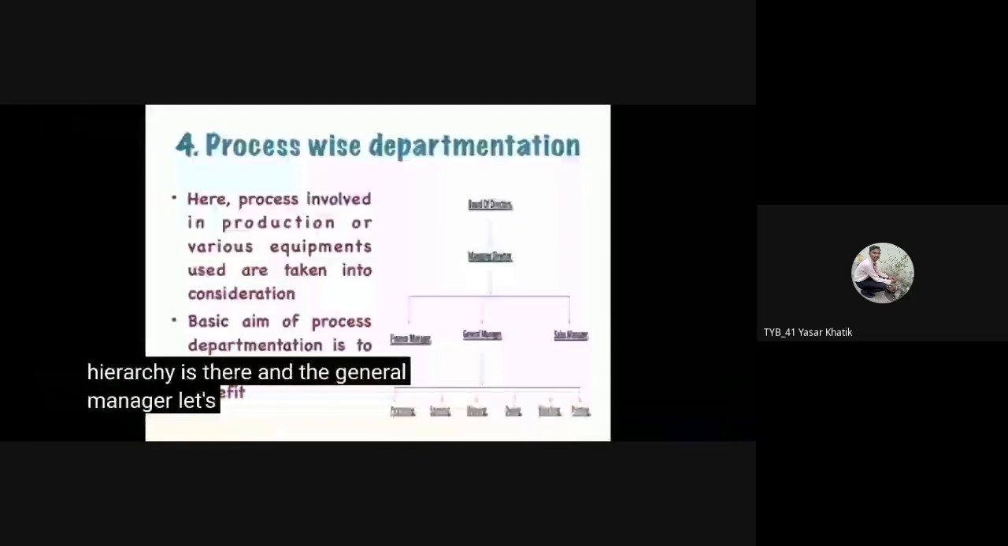Okay, now you can see. In our syllabus only we have seen the four types of departmentation. Now you can see here in this video we have seen process wise departmentation.